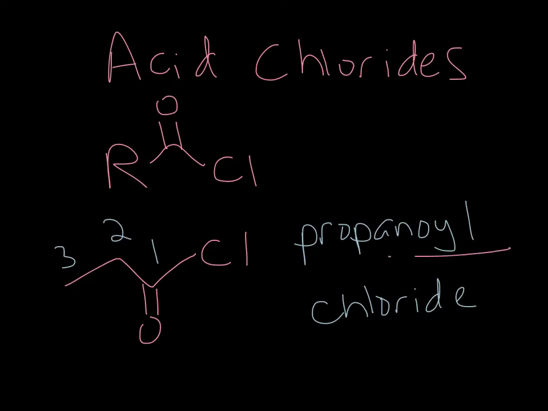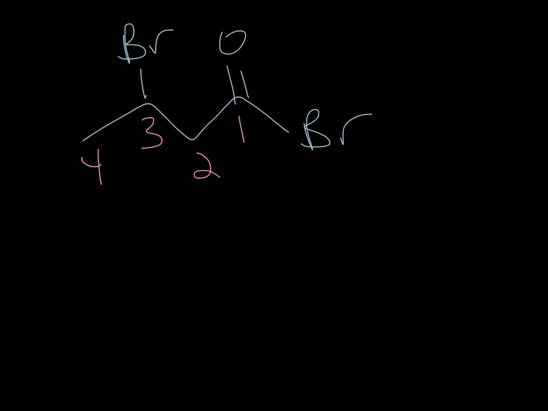So the root name is changed as this OYL, and that tells us that we have an acid chloride. If it was a fluoride, it would be propanoyl fluoride, or propanoyl bromide if we had a bromine in this position right here. So we can do an example of that. So let's do a bromide, and let's put a bromine on this as a substituent too. So we've got 1, 2, 3, 4.